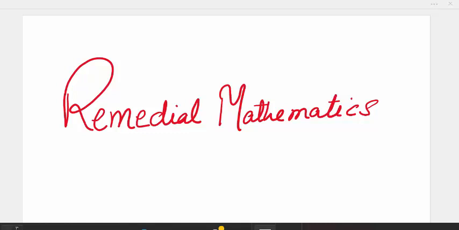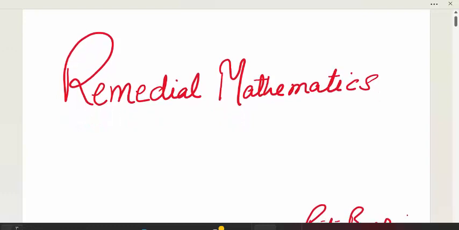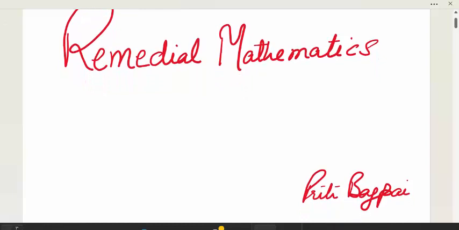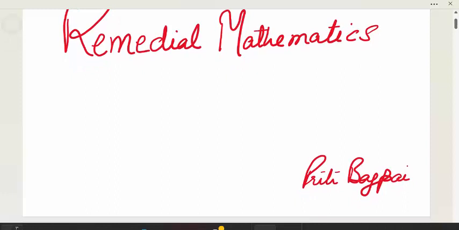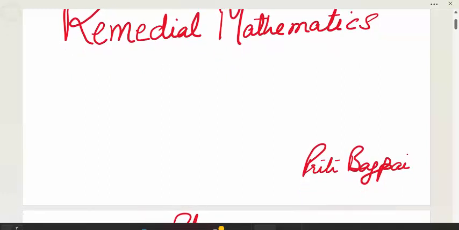Hi everyone. Today I'm going to start a new series on remedial mathematics. By remedial mathematics, I mean the fundamental topics of mathematics which we use in all the different branches, be it engineering or sciences like physics or economics or management courses, whatever. So the idea is to clarify the basics and for many a quick brush up of all important concepts which you may require for different courses.